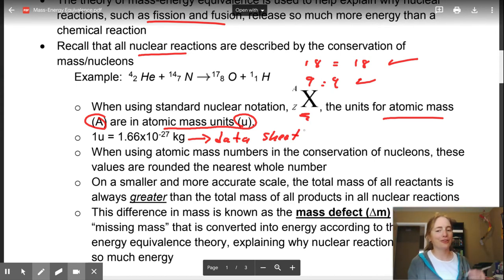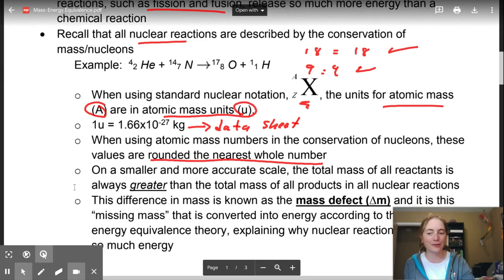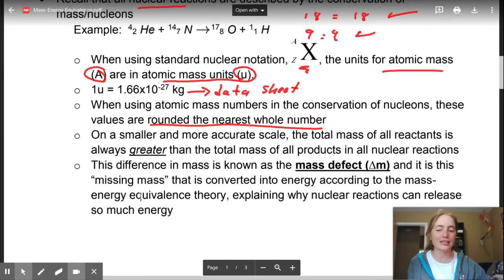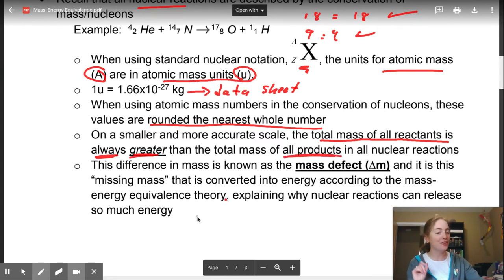Now, if we're going to be using these atomic mass numbers, these are going to be rounded to the nearest whole number. Okay, so as soon as we start putting the mass into kilograms, and we're looking at a more accurate scale, what you will see is that the total mass of all of the reactants is always, and very rarely do we actually say always here, greater than the total mass of all of the products in a nuclear reaction. So this is called the mass deficit, or delta M.